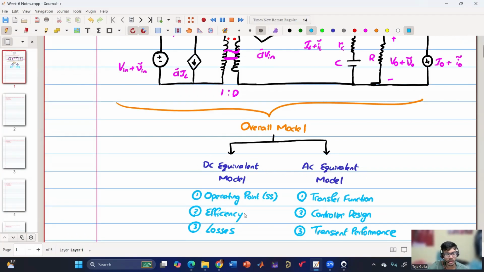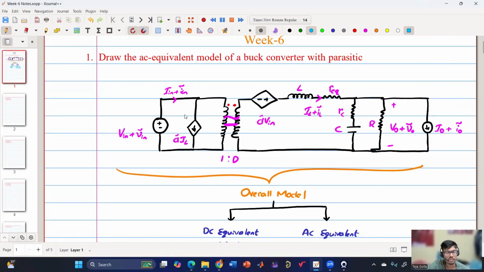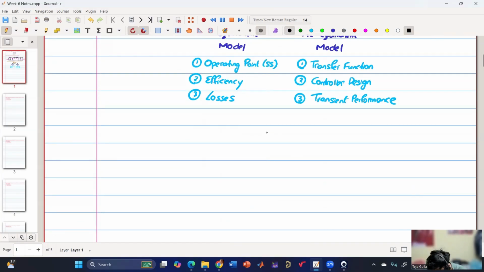So in the previous week, we have discussed the DC equivalent model: efficiency, also losses and operating point like duty ratio, the output voltage, etc. So now this week we are going to discuss the transfer function. In the upcoming weeks we'll discuss controller design and how the transient performance will be affected for different types of controllers. So as I have asked for the AC equivalent model, I will remove the DC operating point. So here we have one voltage source.